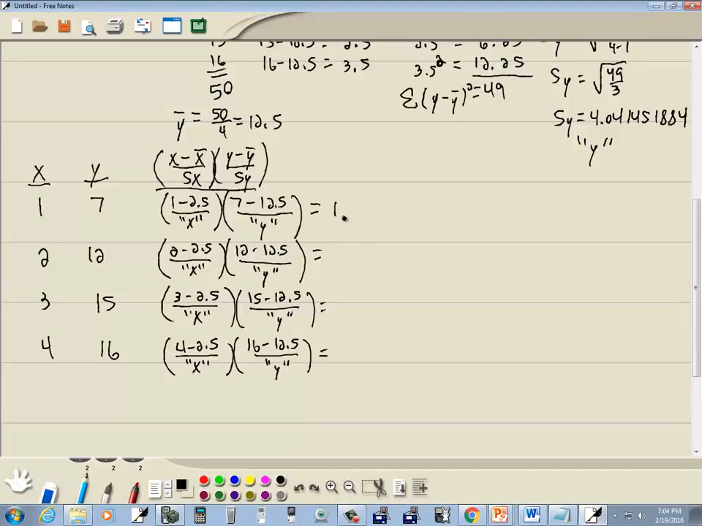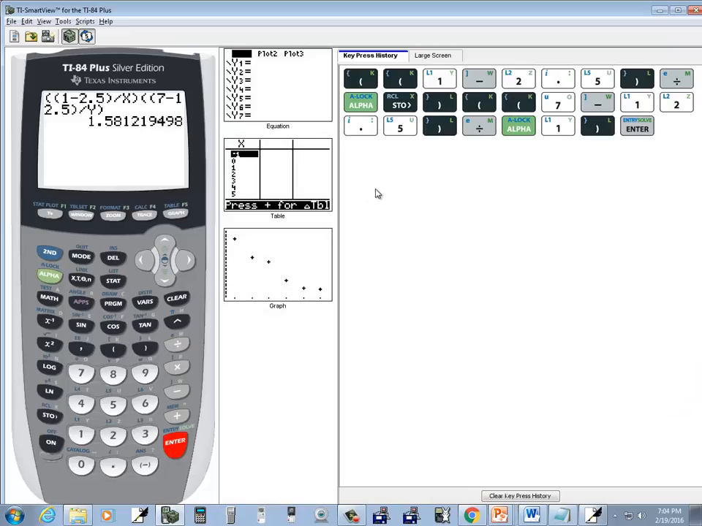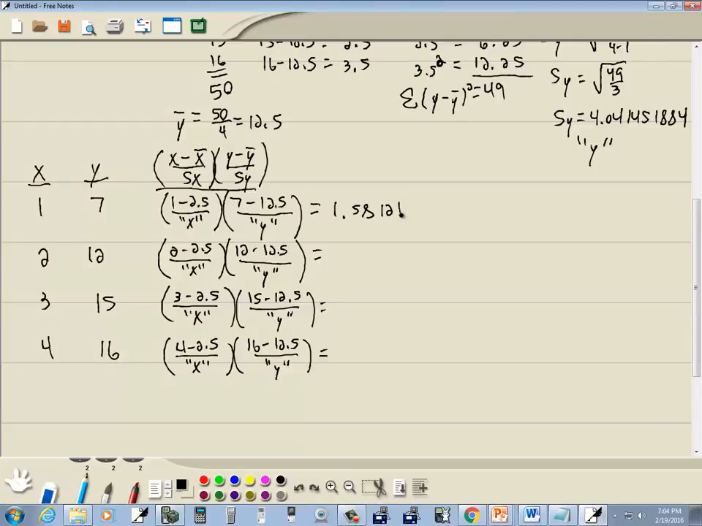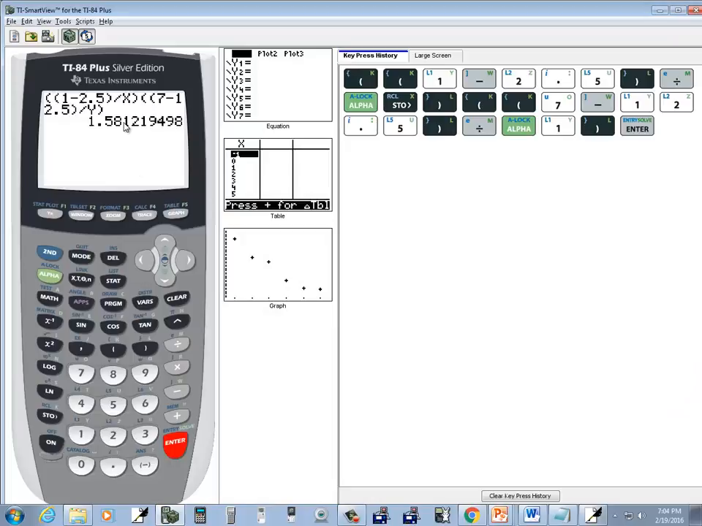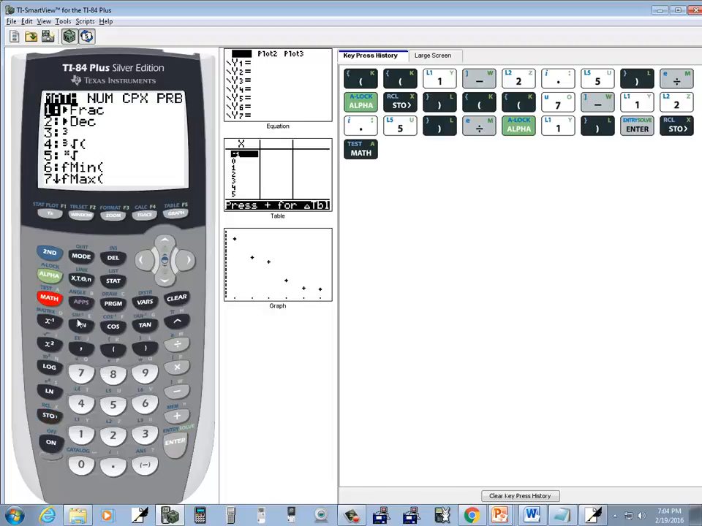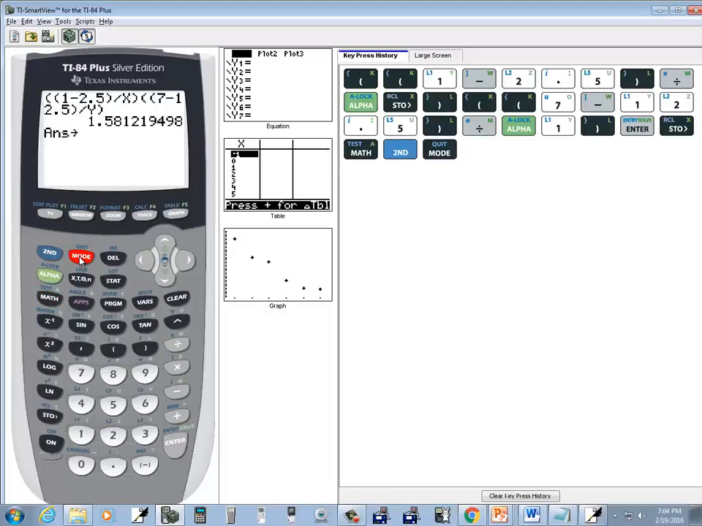We got 1.58121 9498. Now, just because I'm lazy, I'm going to store that off somewhere. So I'm going to press my store button, and where do I want to put it? Let me put an A. Let's exit out of that. Store alpha math. There we go. I'm storing that in A.